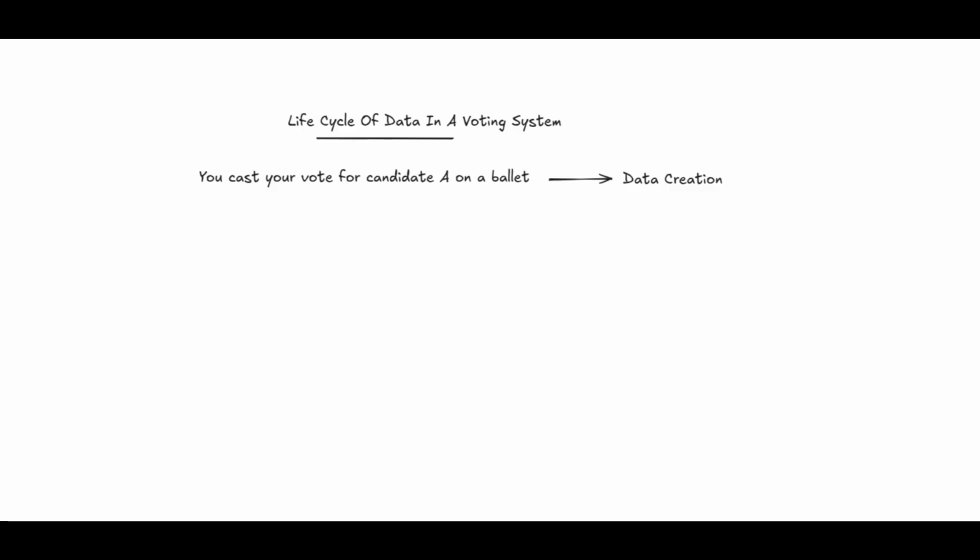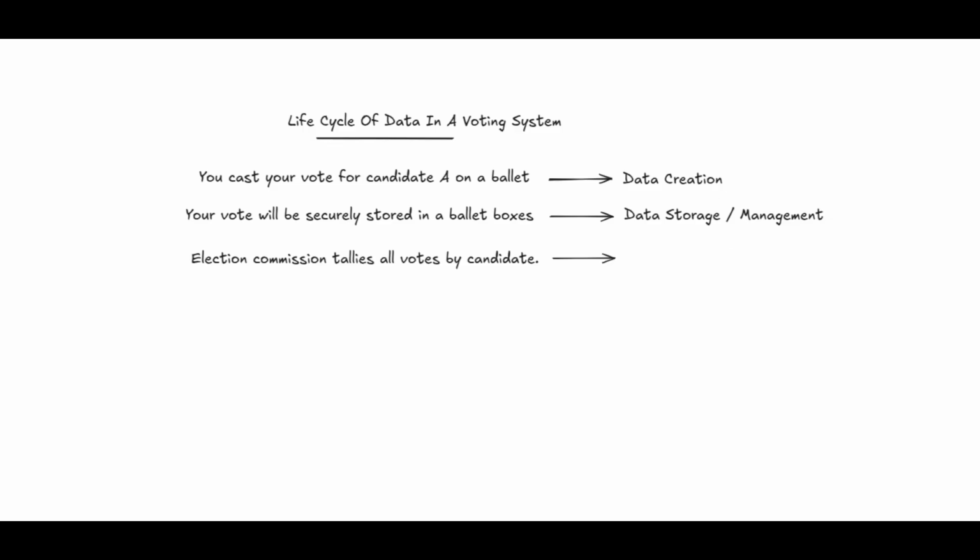Let's take another example of the data lifecycle: a voting system. Just imagine an election. You select candidate A in the voting machine, or you write candidate A on a ballot paper, which is when the data gets created. Once you have selected the candidate, those votes will be securely stored in ballot boxes, which is data storage and management. And there comes the data usage and processing.